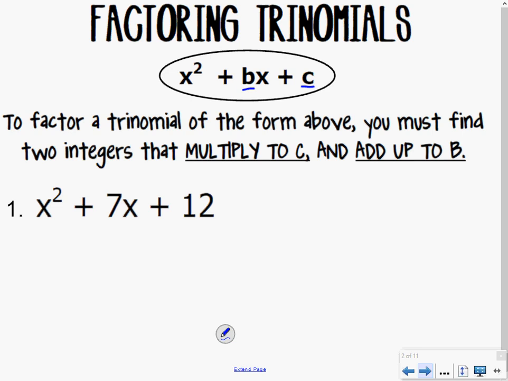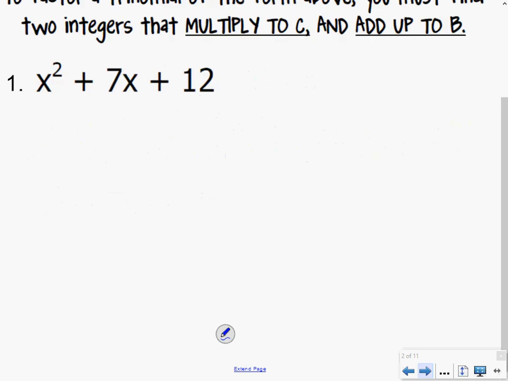The other thing that you need to keep in mind is when we have trinomials, the factors are always going to be in the form x plus some number times x plus some other number. Those two numbers that we're looking for are what we get when we're thinking what multiplies to this and adds to this. So here's what we're going to do.